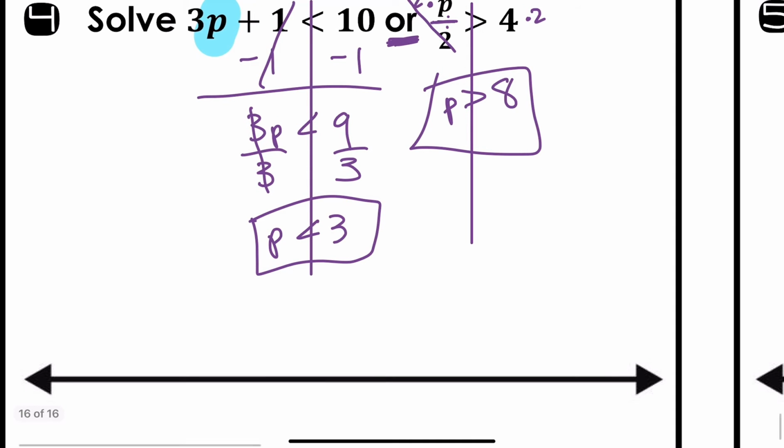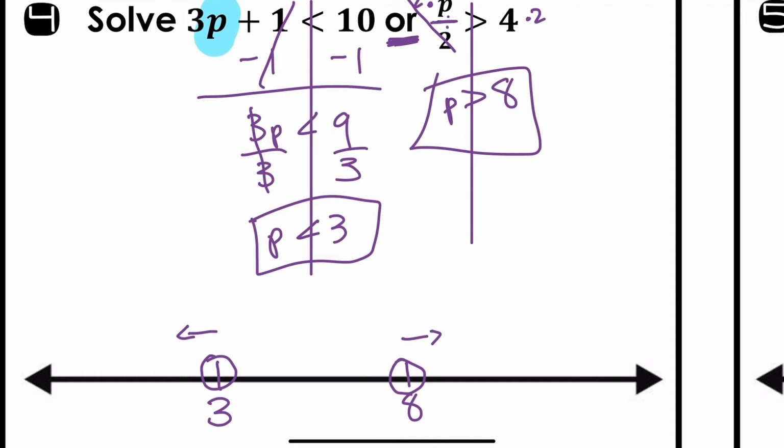Okay, same as before. I'm going to start with my smaller number first. We got 3 and then 8. Then let's take a look at these signs. So p is going to be less than 3. Okay, so that means it's going to go in this direction, and we're going to have an open circle. Then we have p is greater than 8. Okay, so it's going to go in this direction, and it's also going to have an open circle.